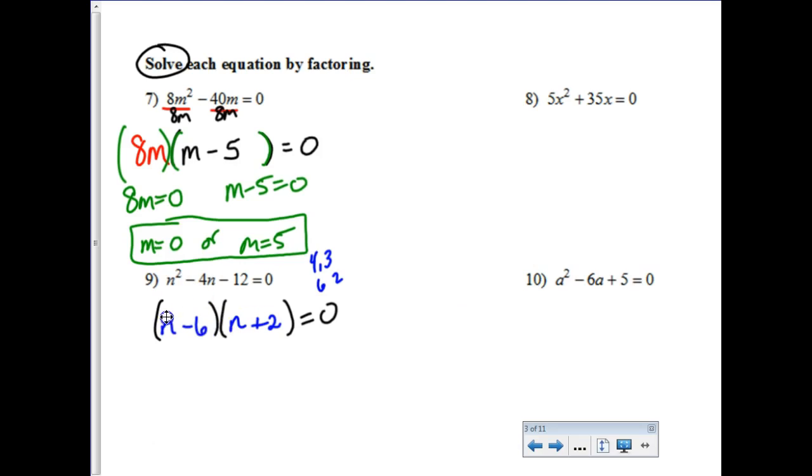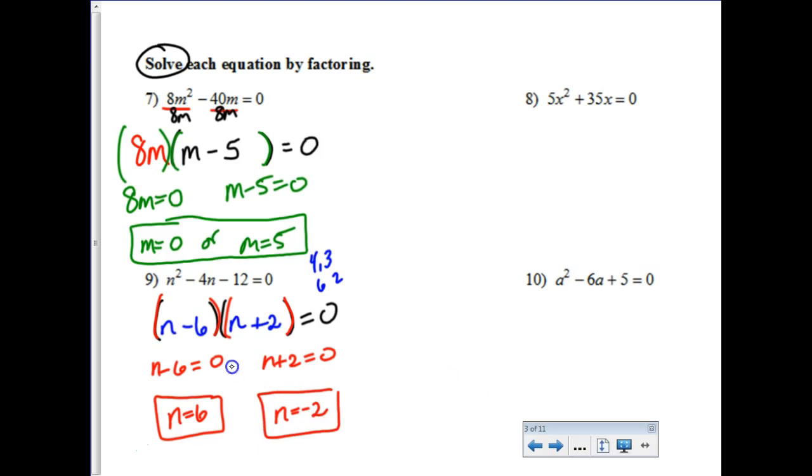Now you're not done. This is where you need to take each factor, so this factor and this factor, and you need to set them equal to 0 to solve. So if n minus 6 equals 0, that means n equals 6 when you solve it. And if n plus 2 equals 0, that means n equals -2 when you solve that one.